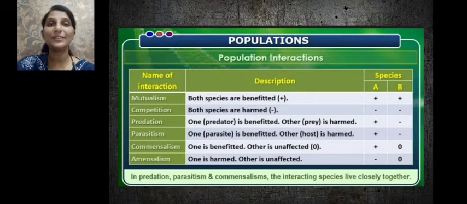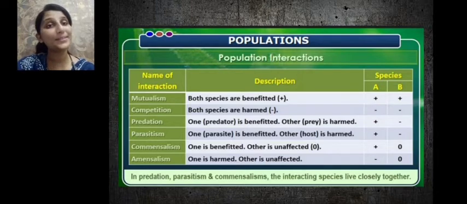Again, parasitism is similar to predation. One is benefited and the other species is harmed. Who is benefited in parasitism? The parasite is benefited, and the host is harmed. So the parasite is given a positive sign and the host a negative sign. A negative sign implies a negative impact, and a positive sign implies the species is being benefited.